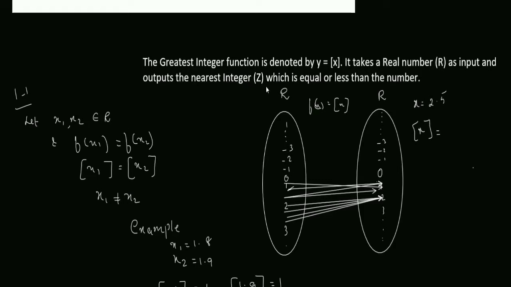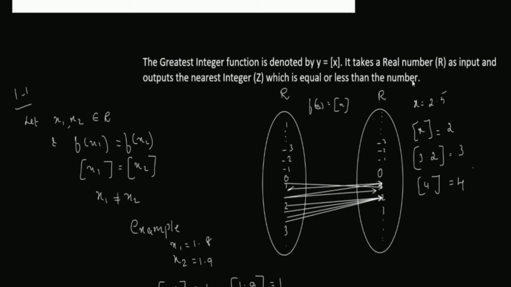So 2.5 lies between two integers, which are 2 and 3. The integer which is less than 2.5 is 2. So the greatest integer function of 2.5 is 2. Similarly, the greatest integer function of 3.2 is 3. And for example, 4 is equal to 4 itself. So whenever we take the greatest integer, we always take the integer which is to the left of that real number. So 2.5 lies between 2 and 3, and left of 2.5 is 2.